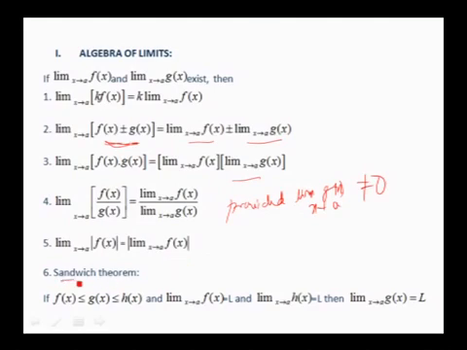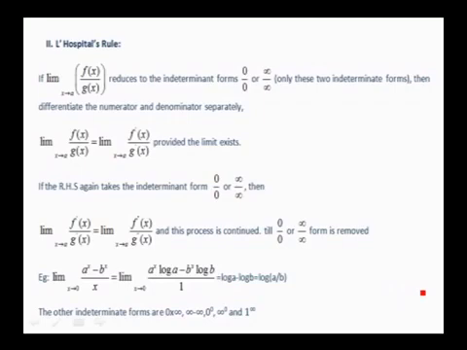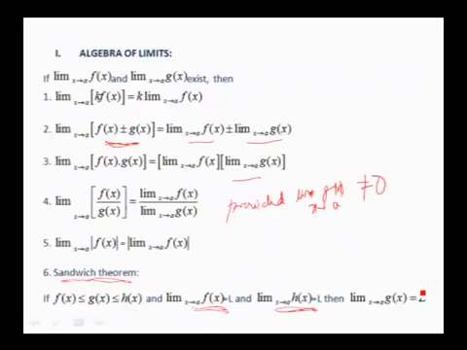Sandwich theorem. Of course, sometimes we use this theorem in simplifying or in finding the limits of certain functions. If you have three functions f(x), g(x) and h(x), if limit of f(x) as x tends to a is L and limit of h(x) is also L, then this limit of g(x) must also be L. So that is the sandwich theorem. We normally use that whenever we have such an inequality.